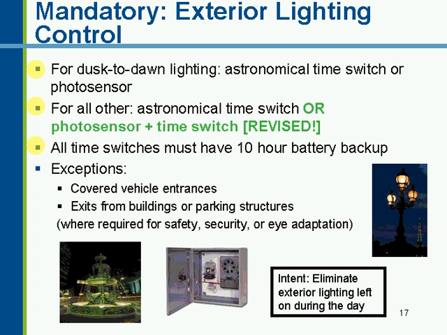All of the switches that would comply with this requirement must have at least a 10-hour battery backup, so if power goes out, the control system and the timing is not lost. There are exceptions. If you have a covered vehicle entrance or an exit from a building or parking structure, and if there's a safety or security concern or an eye adaptation issue, then you can claim an exemption. Again, you would need to make your case to the building official to claim an exemption for that.